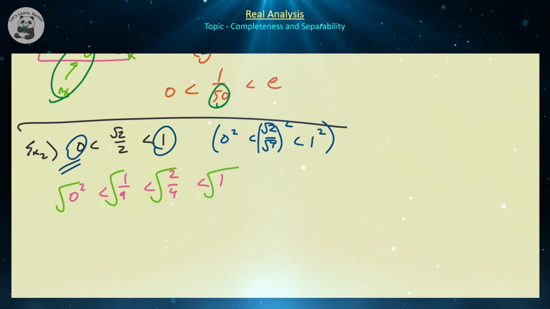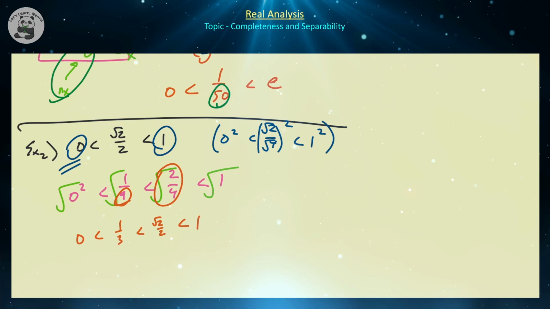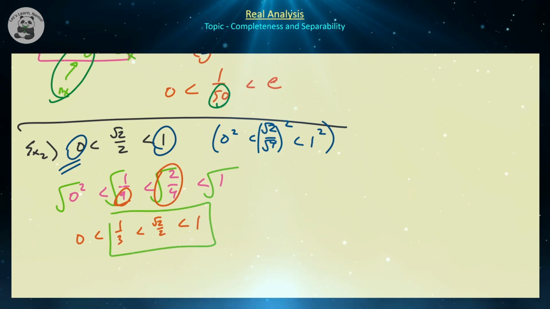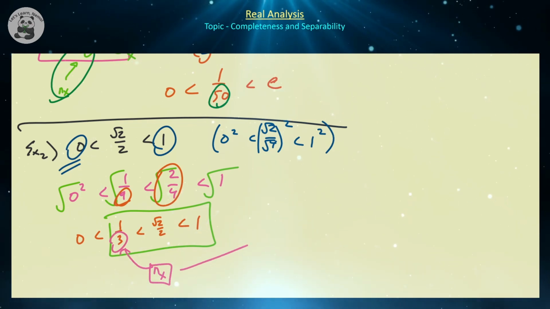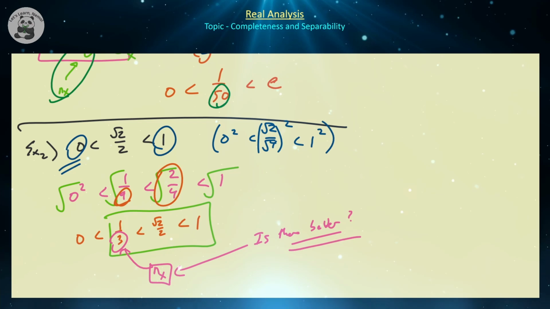Right? So you're like, okay, well, where did I get this 9 from? I chose that to be a perfect square because I need to build the square root of 2 out of this. Agreed? So in this particular case, I have 0 is less than 1 over 3 is less than the square root of 2 over 2 is less than 1. And I have this lower bound and upper bound for the square root of 2 over 2. So there's our little natural number, nx. And here's a question. Is there better for this, right?